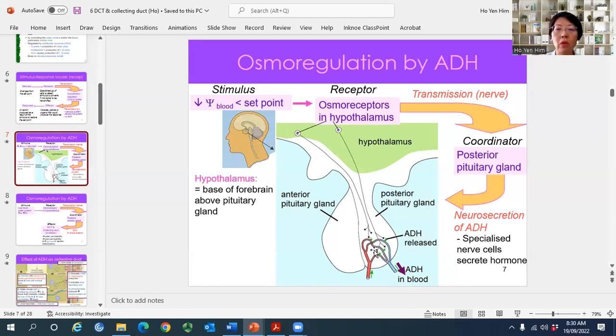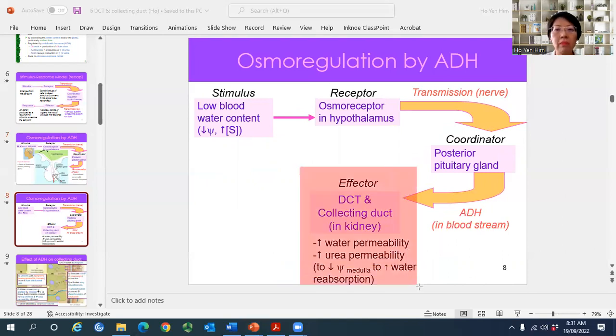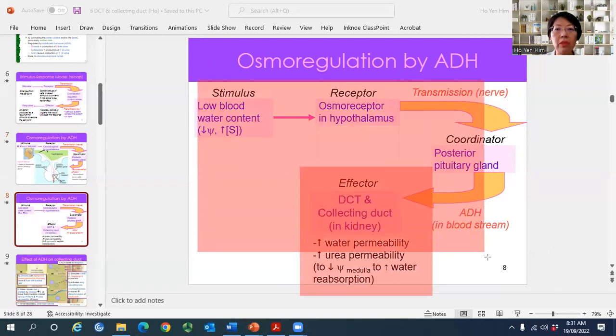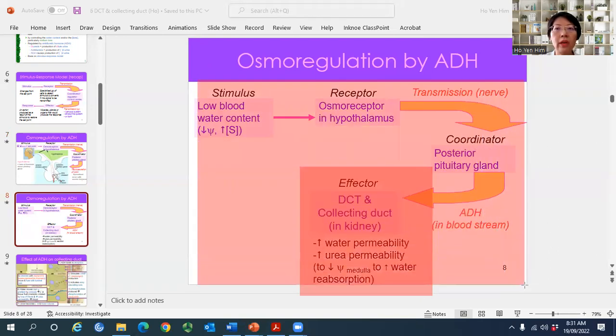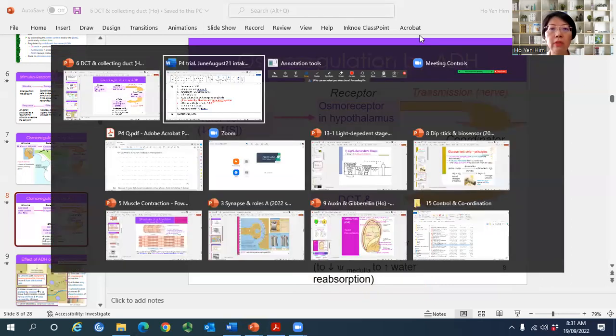So this is the stimulus response model. And then where is the effector? Effector is DCT and collecting duct. And what happened to the effector? It will increase water permeability and increase urea permeability in order to increase water reabsorption. So what I discovered is that almost half the students' answers only focus on this part and did not mention this whole thing, which the question is talking about, because negative feedback is by stimulus response model. So let's look at the mark scheme.